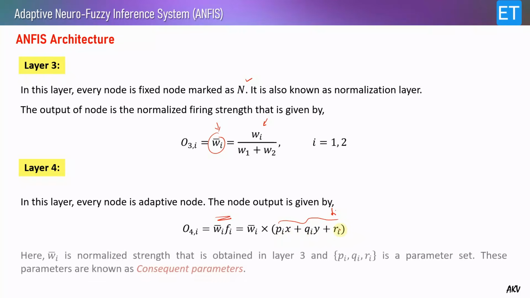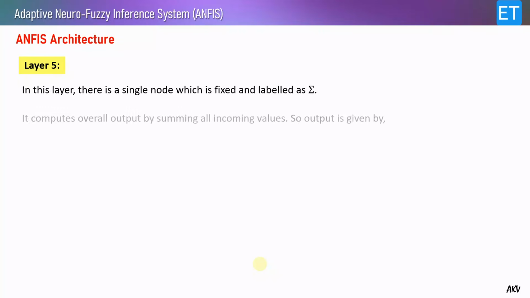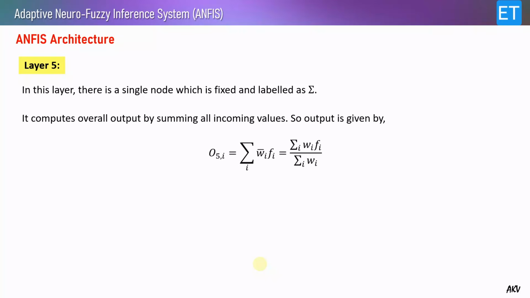So these parameters are known as the consequent parameters, and they are updated during the training process. Okay. And now layer 5. So this is a final single node which is labeled as a sigma, and its function is obviously the summation of all incoming values. So this is how I get the total output, and this is how my neural net works as exactly the Sugeno type fuzzy inference system.